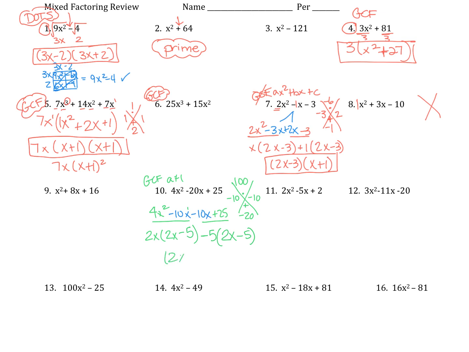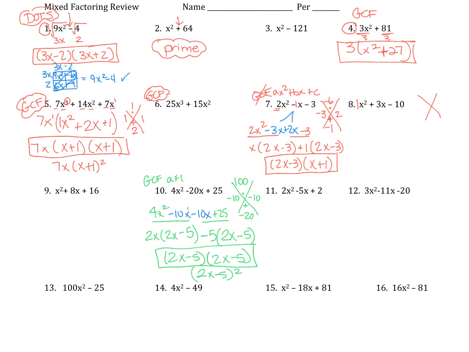So let's factor out my 2x minus 5. And in my leftover parenthesis, I get 2x minus 5. So this is how I would write my answer. I do notice that they're exactly the same thing. You could write this as 2x minus 5 squared, but it's not necessary. I just wanted to point that out. So 11 and 12 are the same type of problem as 10 and 7.